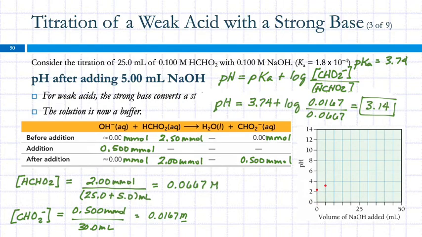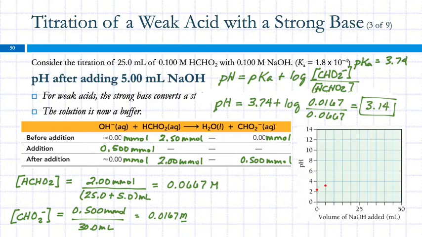Remember, we had those guidelines. The ratio of acid to base or base to acid needs to be between 0.1 and 10, I think it was. So one can't be more than 10 times more concentrated than the other. And we're okay here because 0.016 and 0.066, that's less than 10 times larger.